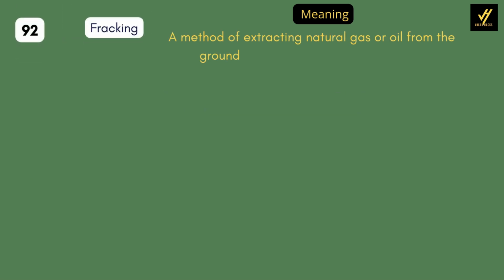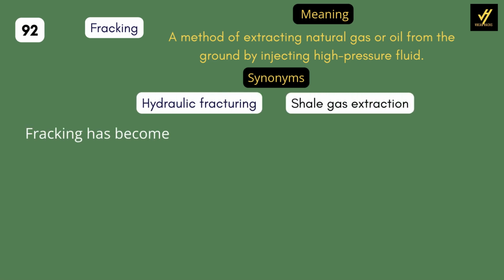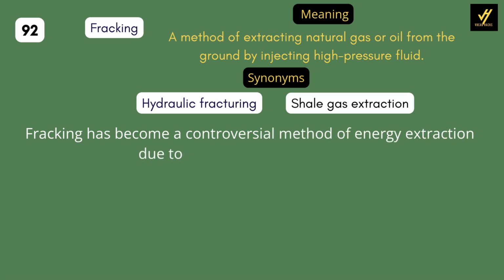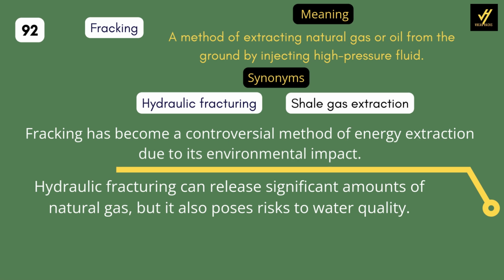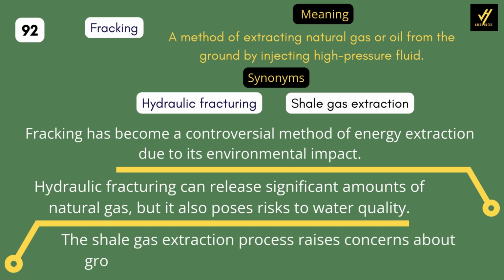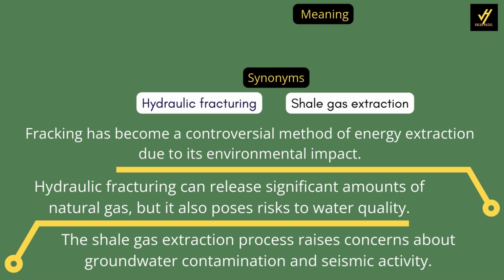Fracking, a method of extracting natural gas or oil from the ground by injecting high-pressure fluid. Hydraulic fracturing, shale gas extraction. Fracking has become a controversial method of energy extraction due to its environmental impact. Hydraulic fracturing can release significant amounts of natural gas, but it also poses risks to water quality. The shale gas extraction process raises concerns about groundwater contamination and seismic activity.